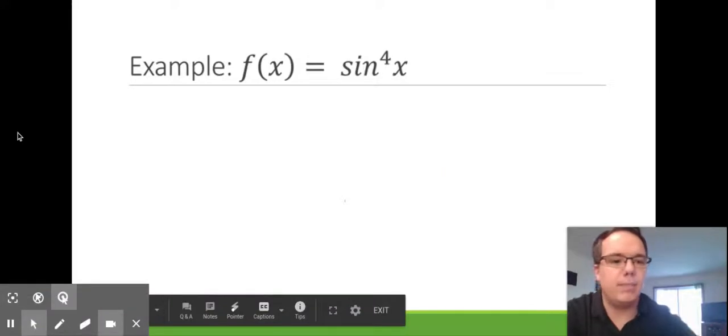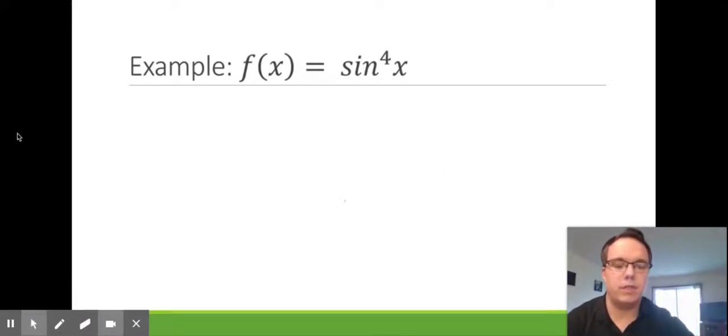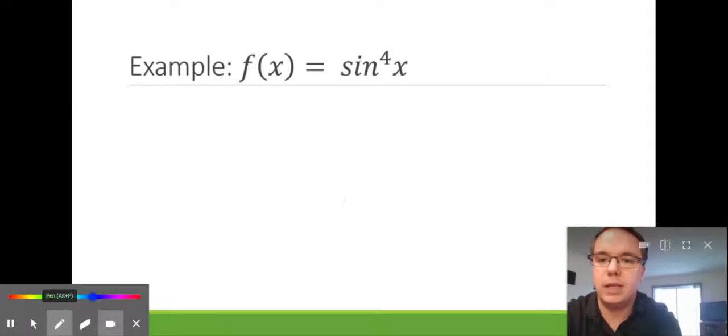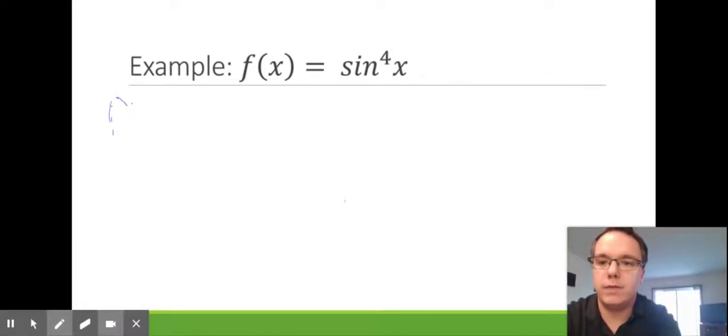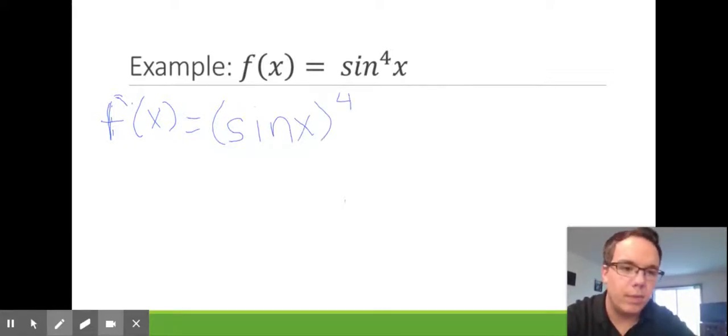All right, next example is f of x equals the sine to the fourth of x. This is using the chain rule. So remember, I'm going to rewrite the original function first. If we have sine to the fourth of x, what we're really doing is taking the sine of x and taking it to the fourth power. But remember, when we write powers on trig functions, we put it inside.